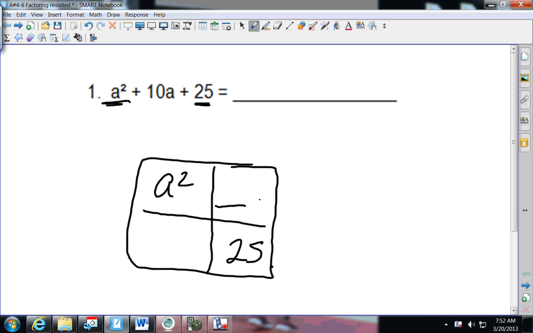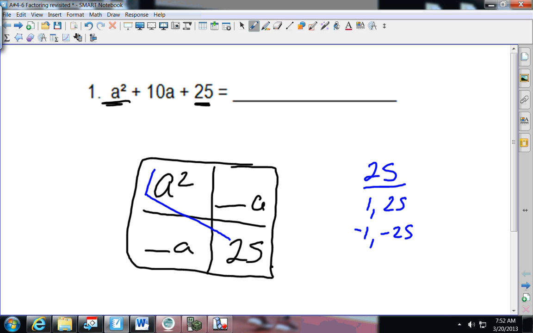We're going to have something a, something a. Now, there is a 1 in front of that a squared. 1 times 25 is 25. I need the factors of 25. I know it's 1 and 25, negative 1 and negative 25, 5 and 5, negative 5 and negative 5. My factors need to add up together to give me a positive 10. These add up to give me a positive 10, so I'm going to use 5 and 5.